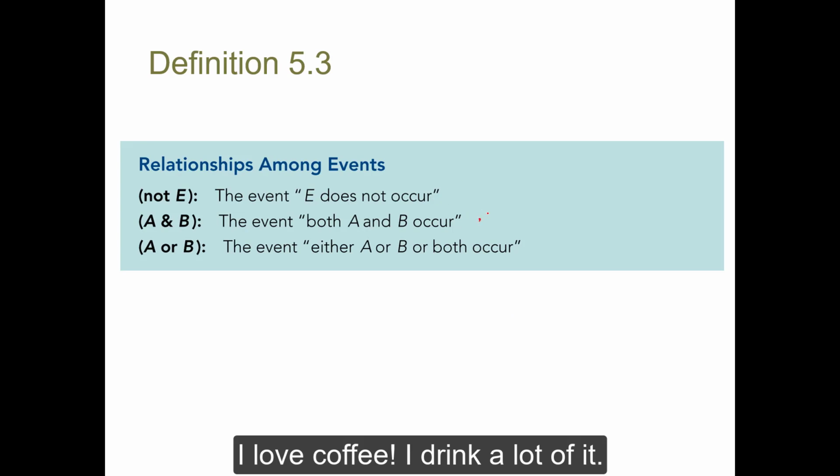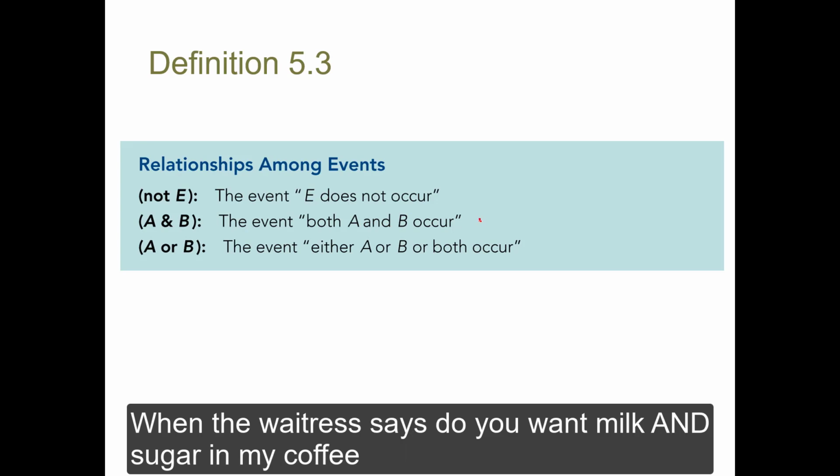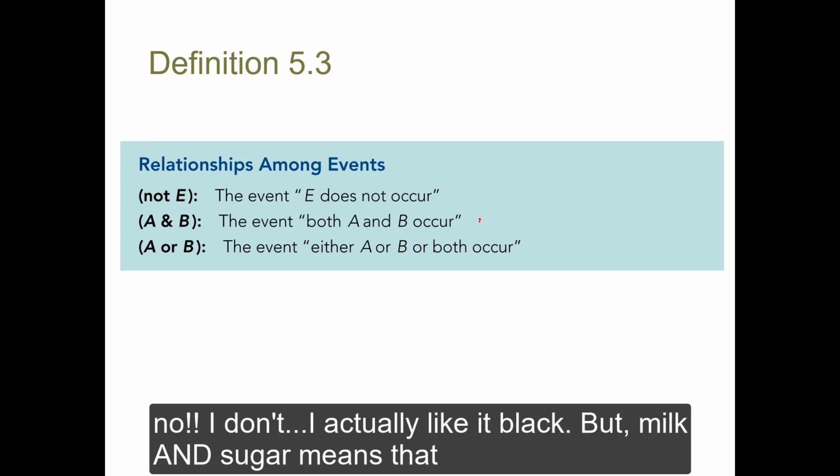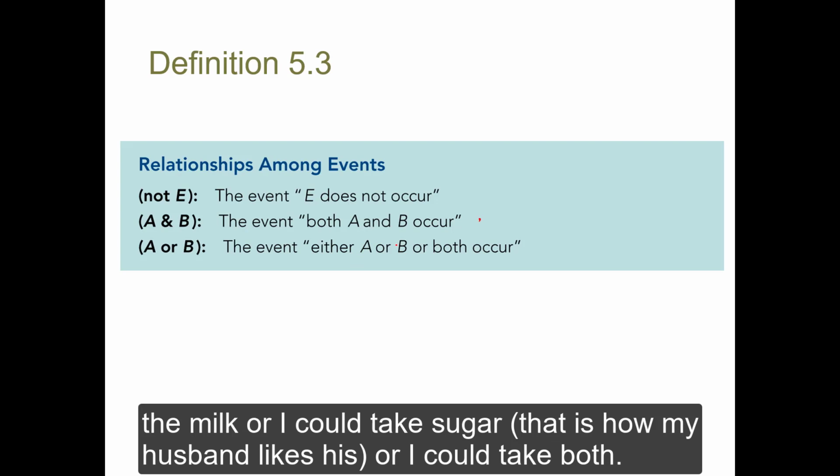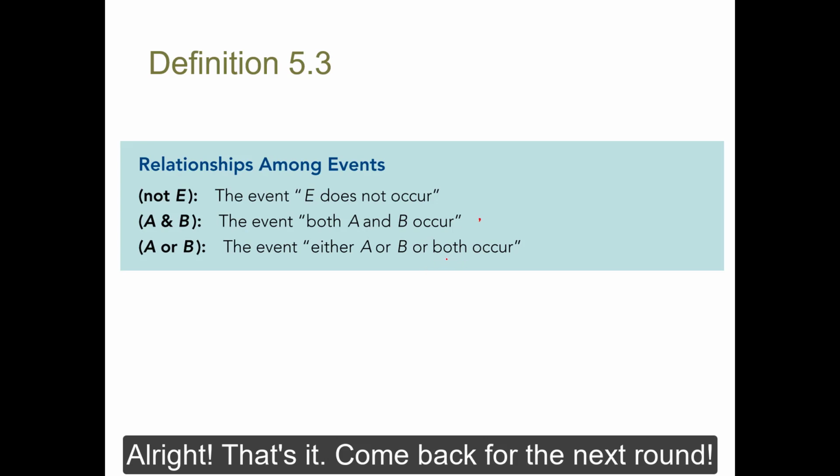I like thinking of my coffee, right? When I drink a lot of coffee. When it says "and," like when waitresses say, would you like milk and sugar with your coffee? No, I don't. I like it black. But milk and sugar means they're all mixed together. You can't separate it. But milk or sugar, that means I could have the milk, or I could just take sugar. That's how my husband takes it. Or I could put both, right? Milk or sugar means one or the other or both.